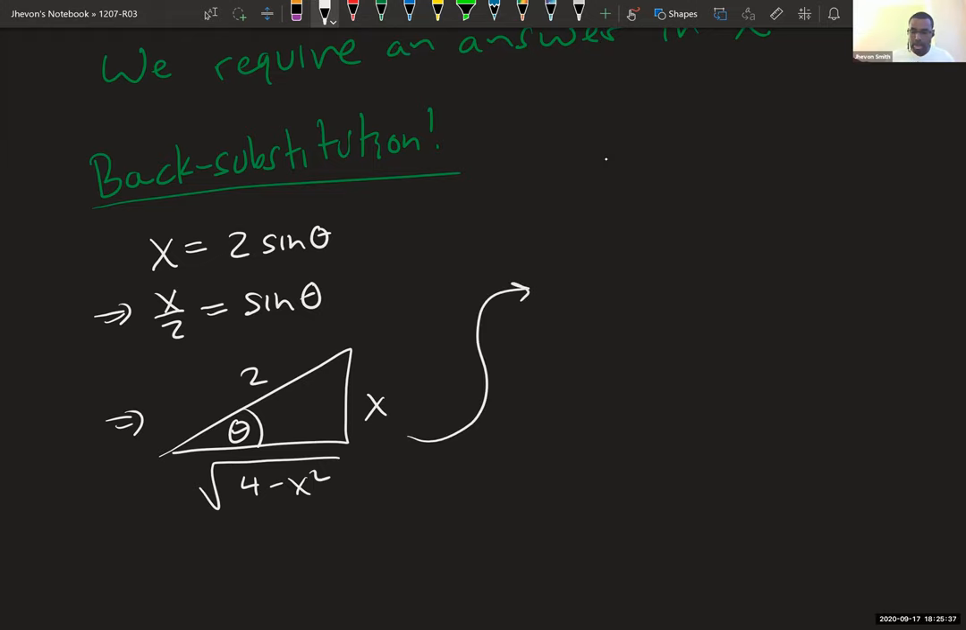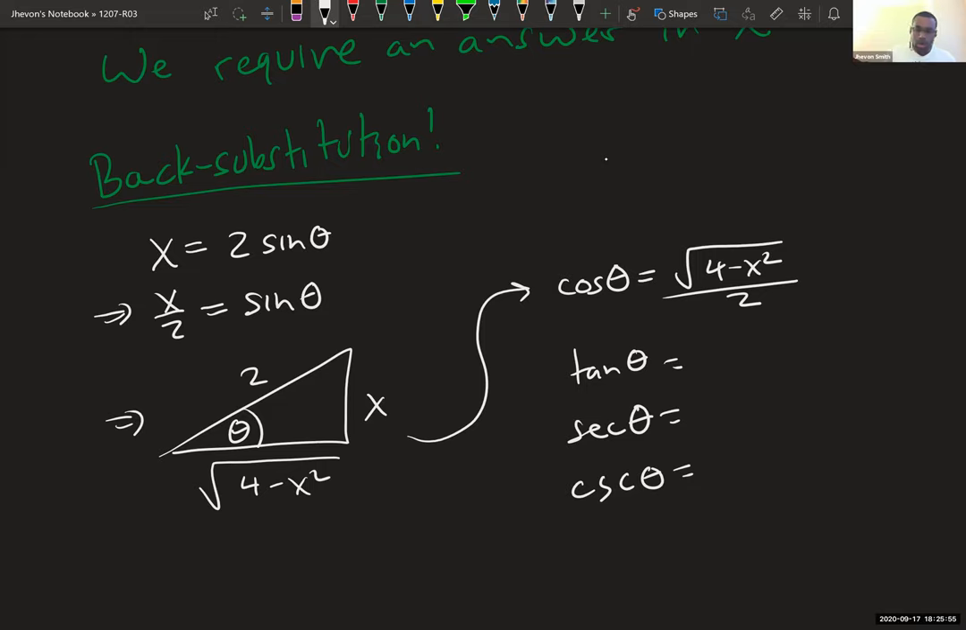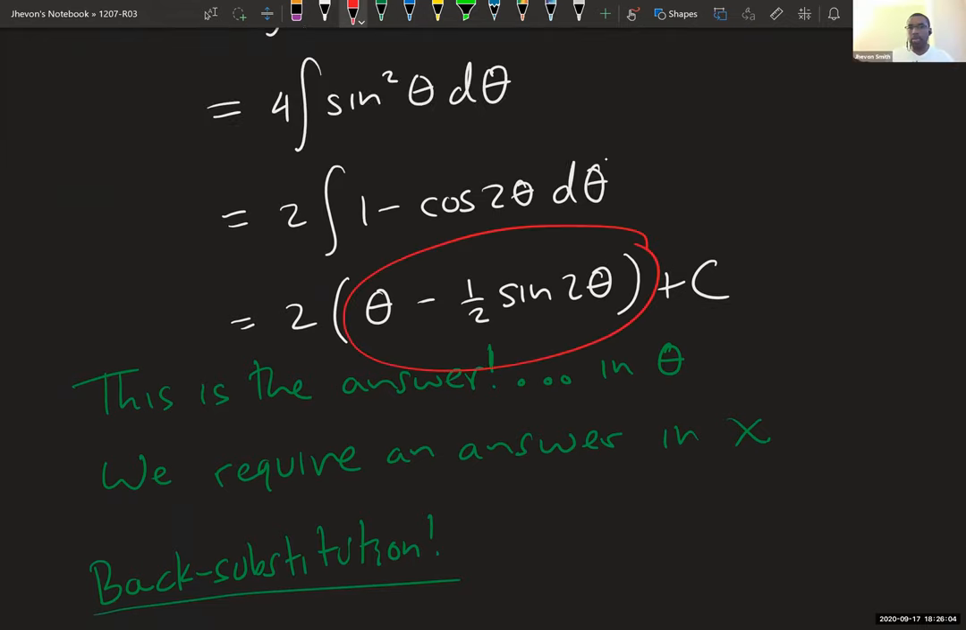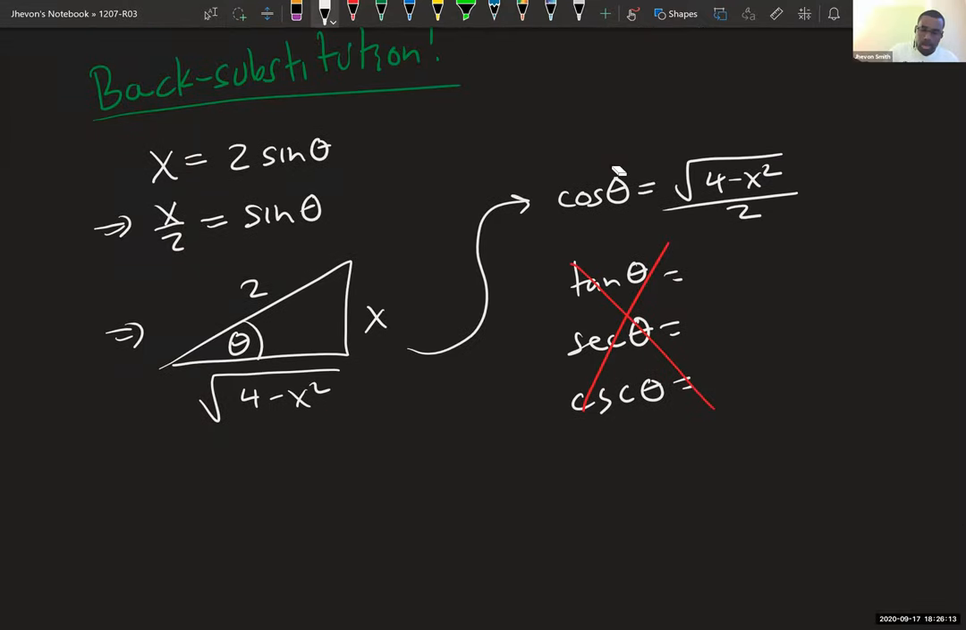From this, I would know, for example, that cosine theta is adjacent over hypotenuse. I would also be able to figure out the tan, the secant, anything else in terms of x's. However, in this case, these aren't necessary. The thing I want to change is this expression. I need to be able to rewrite sine 2 theta in terms of x's. I know that sine theta is just x over 2, so I can replace a sine function with the expression x over 2. I can replace a cosine expression with radical of 4 minus x squared over 2. The other trig functions I don't actually need to know, such as cotangent.